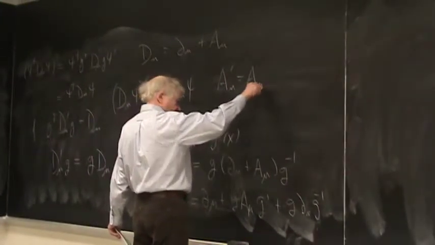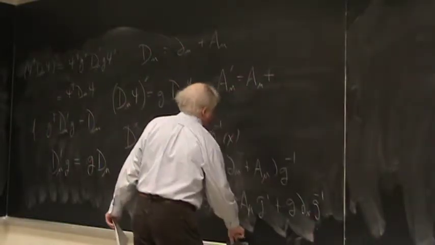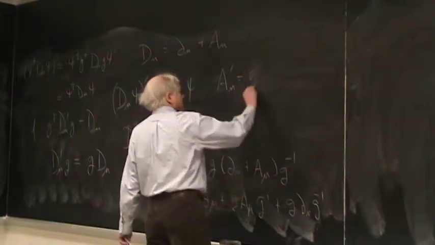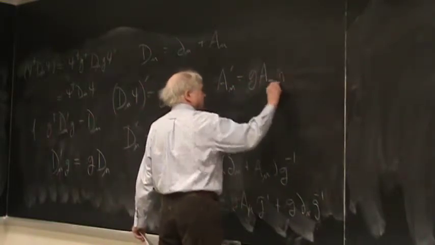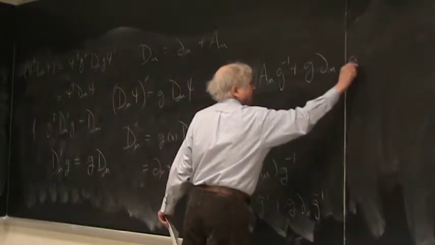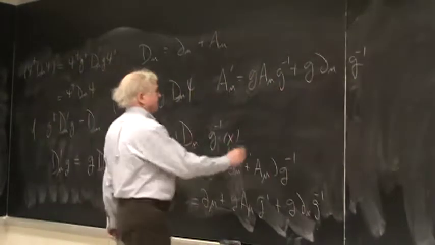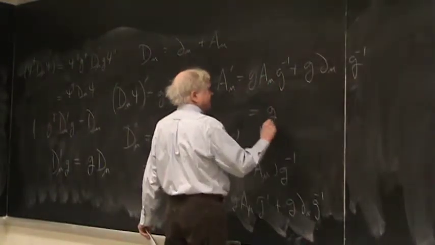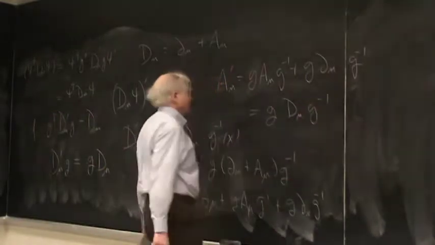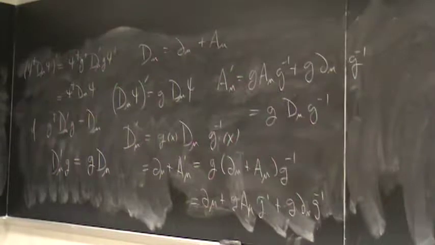A mu plus, whoops, it must not go on autopilot. g A mu g inverse plus g D mu g inverse. And in fact, another way of writing this is g D mu g inverse, although that isn't terribly useful.